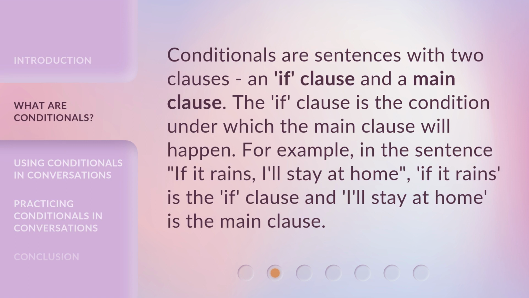Conditionals are sentences with two clauses, an if clause and a main clause. The if clause is the condition under which the main clause will happen. For example, in the sentence, if it rains, I'll stay at home. If it rains is the if clause and I'll stay at home is the main clause.